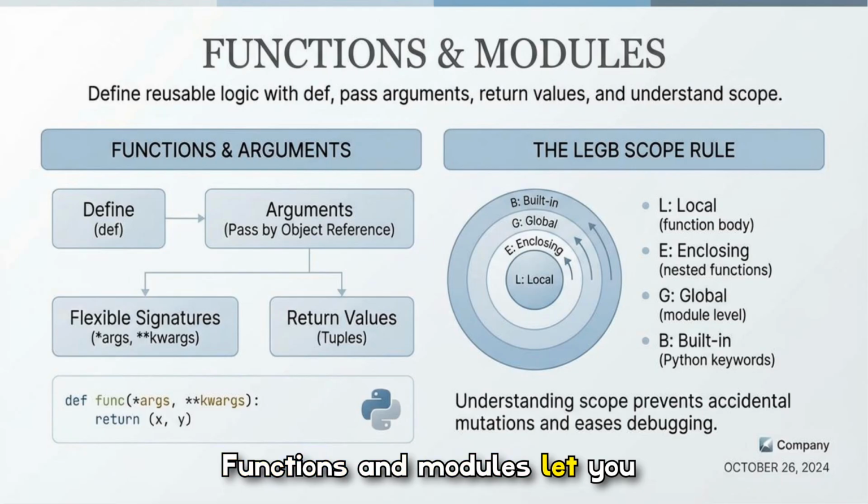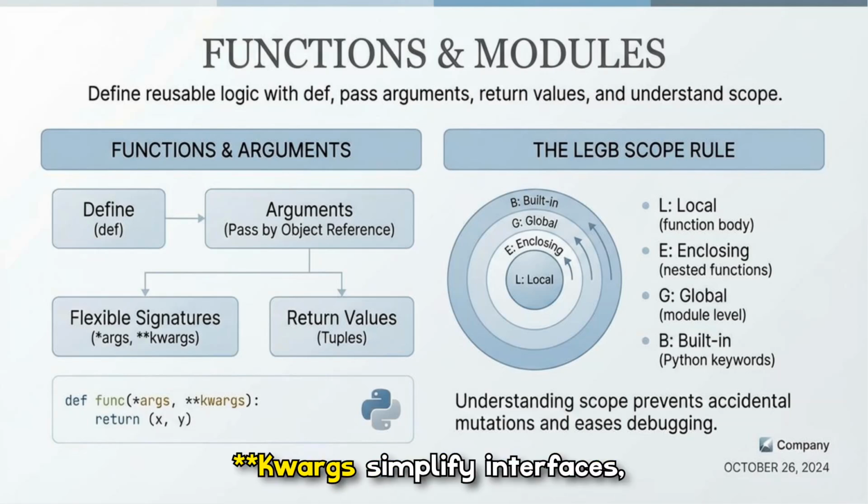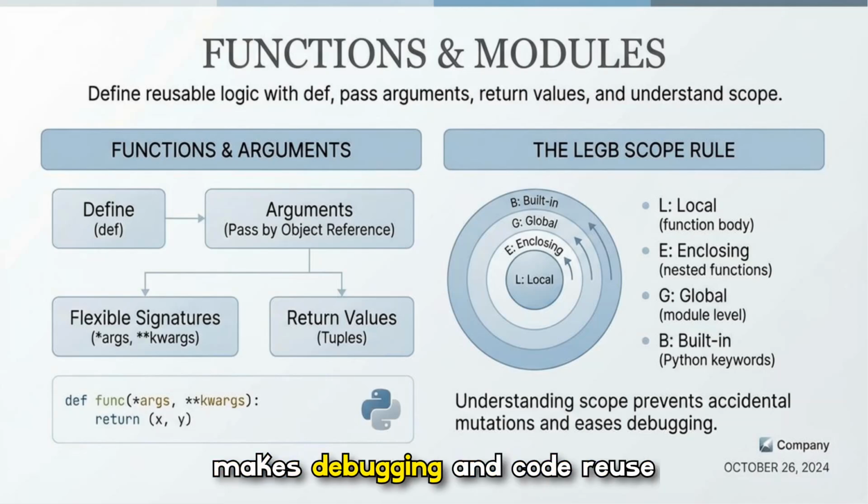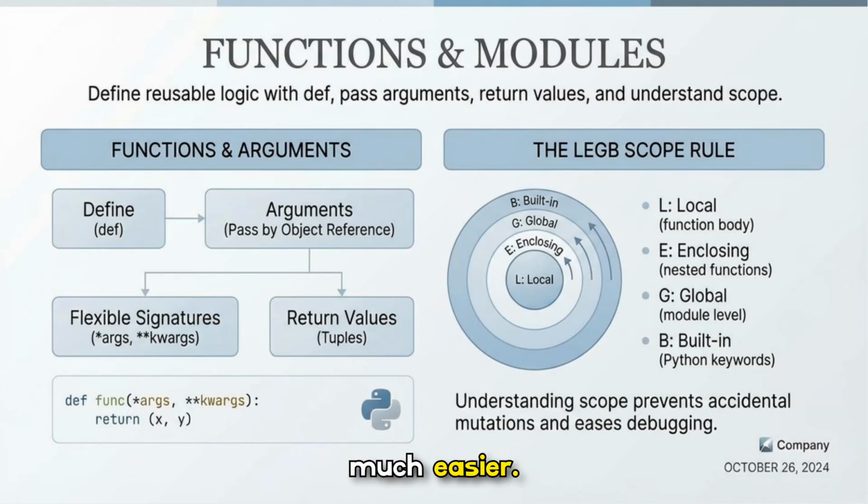Functions and modules let you package reusable logic by defining functions, passing arguments by object reference, and returning values. Flexible signatures with args and kwargs simplify interfaces, while understanding scope through the LEGB rule, local, enclosing, global, built-in, helps avoid accidental mutations and makes debugging and code reuse much easier.